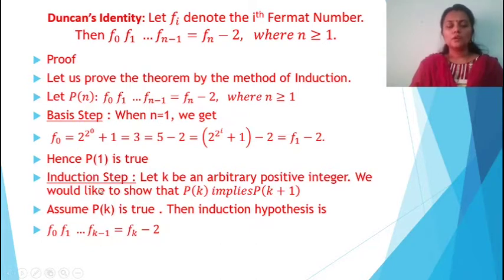Now we have the induction step. Let k be an arbitrary positive integer. We would like to show that P of k implies P of k plus 1. For that, we are assuming that P of k is true. Then the induction hypothesis: F0 F1 etc. up to Fk minus 1 is equal to Fk minus 2.